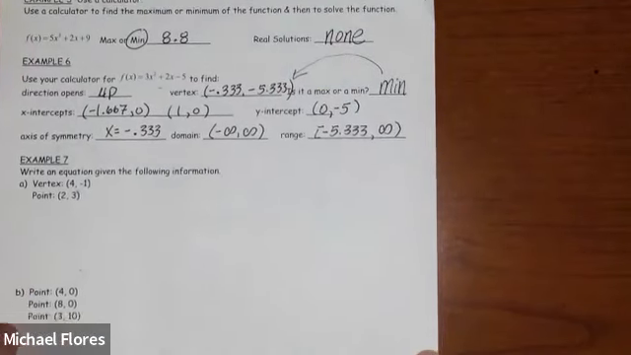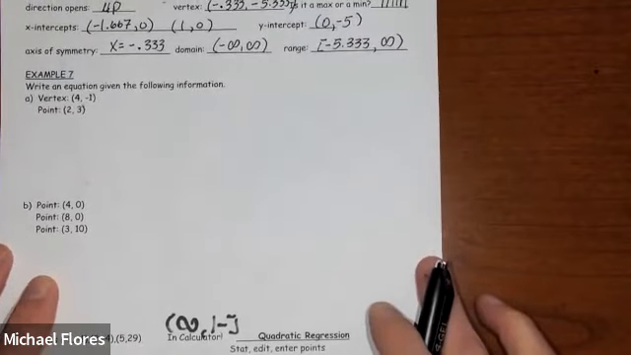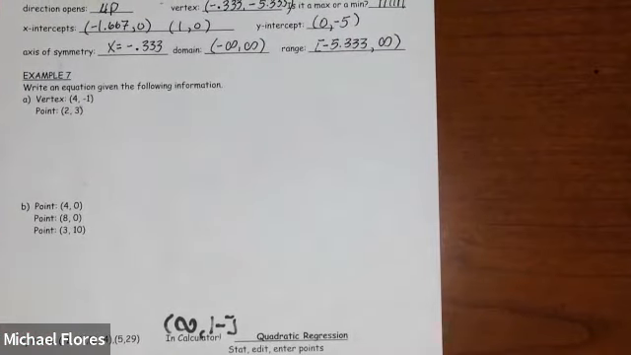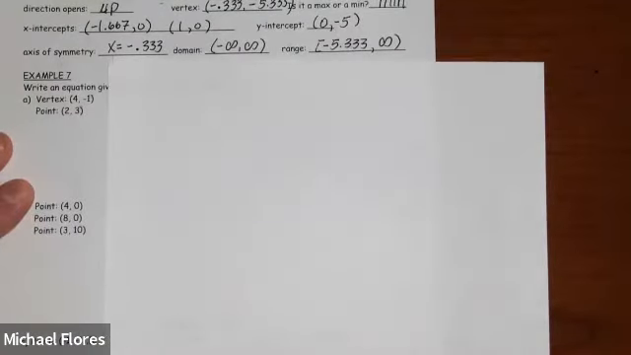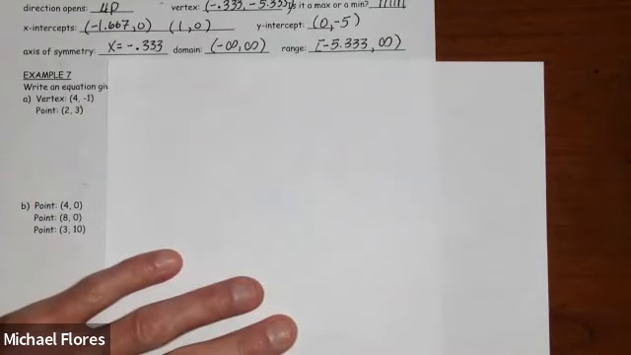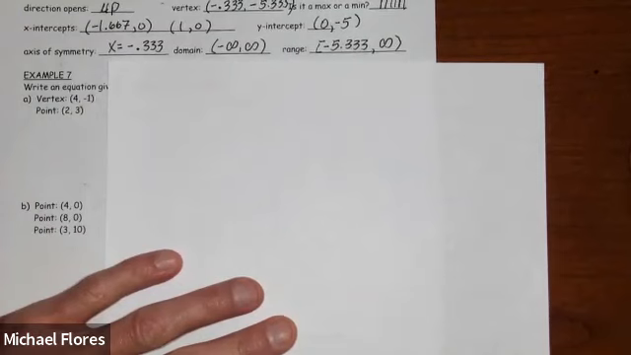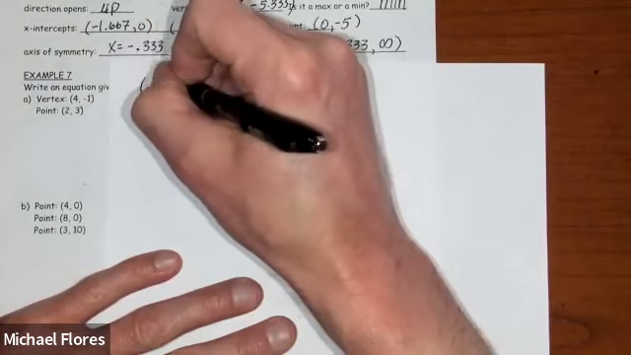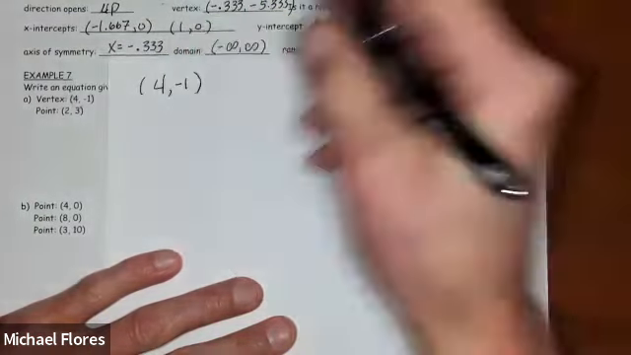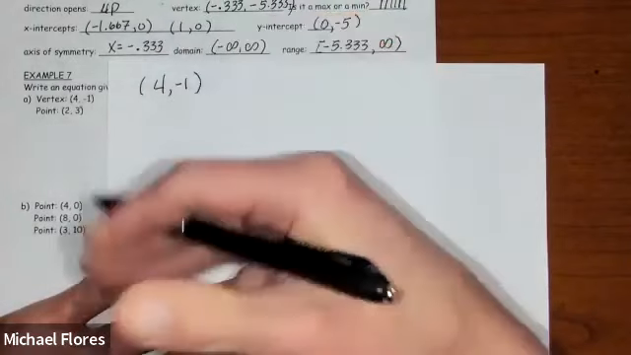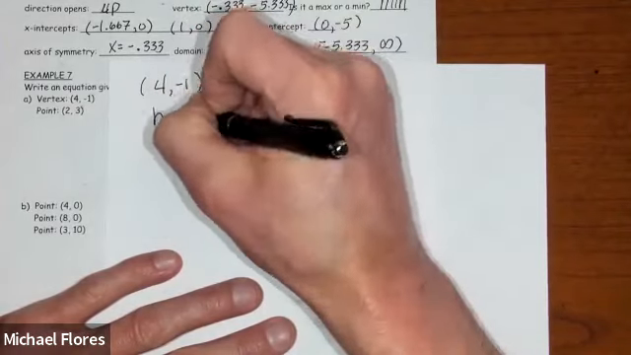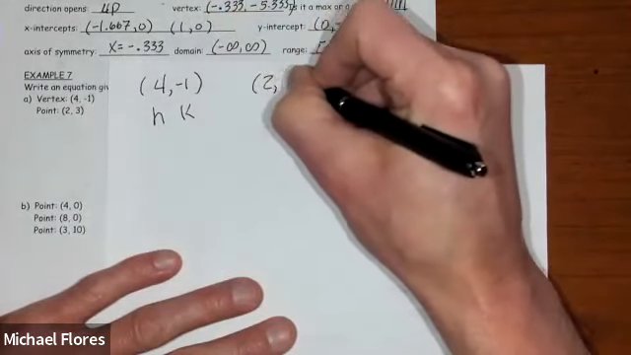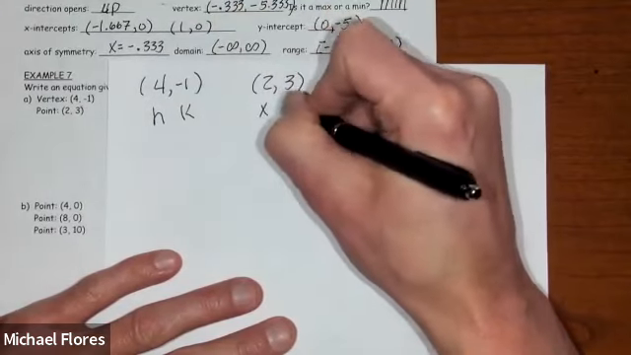Example 7. Write an equation given the following information. Vertex 4, -1, and we have a point at 2, 3. Okay, let's see here. Vertex 4, -1. Vertices have very special letters that designate that it's a vertex. That is H and K. Any other point, 2, 3, we can label as X and Y.